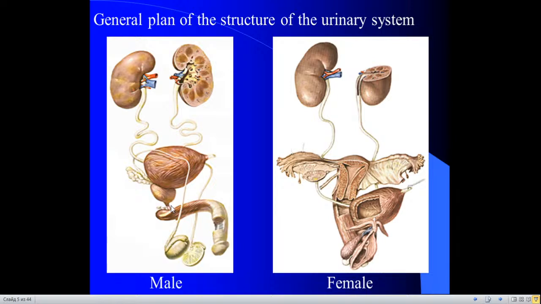On this view you can see the general plan of the structure of the urinary system. You can see peculiarities between male and female urinary system. General peculiarities: two kidneys, two ureters, right and left, ureter dexter and ureter sinister, urinary bladder, and urethra. You can see different parts, male and female urethra, and different lengths, male and female urethra.